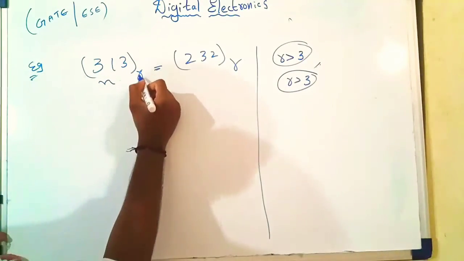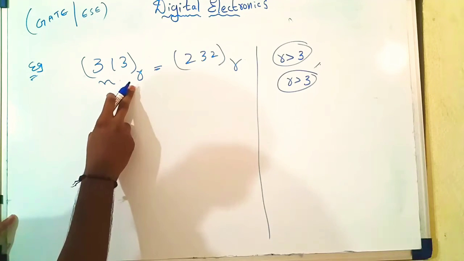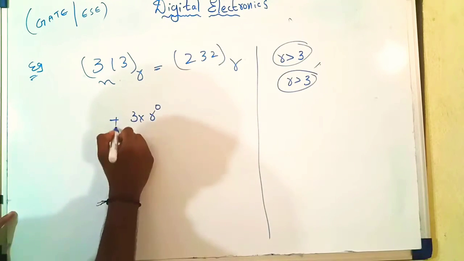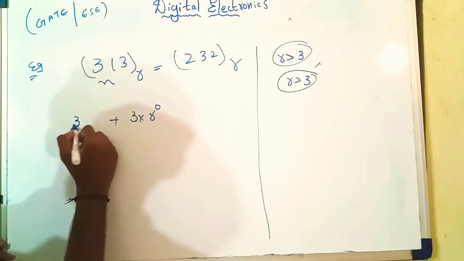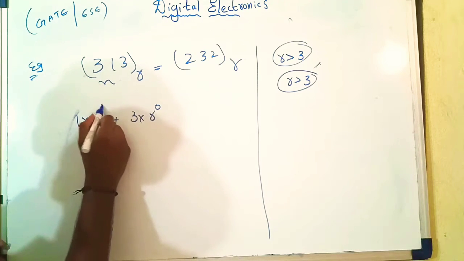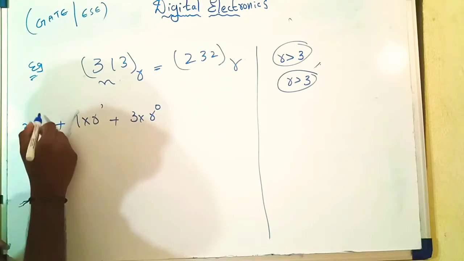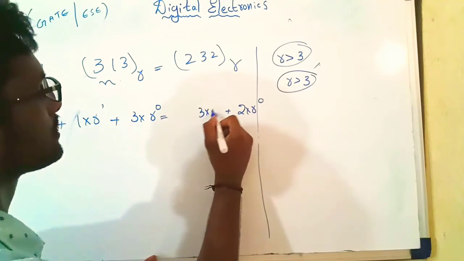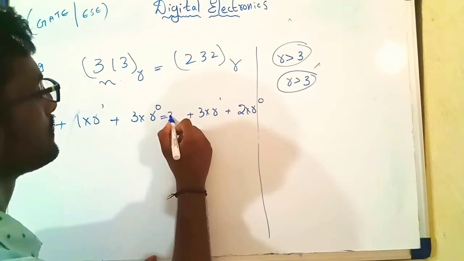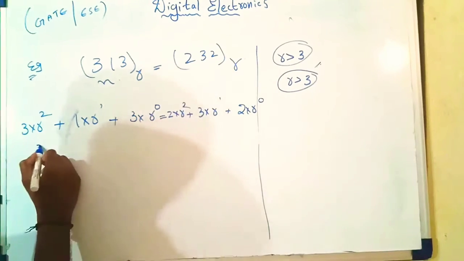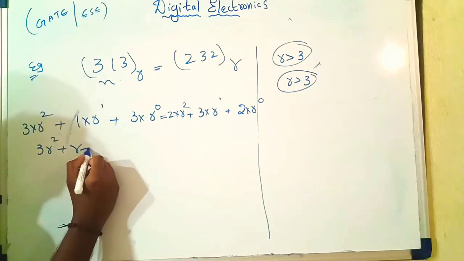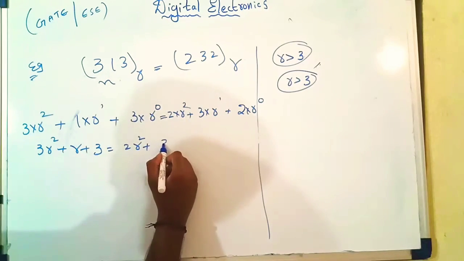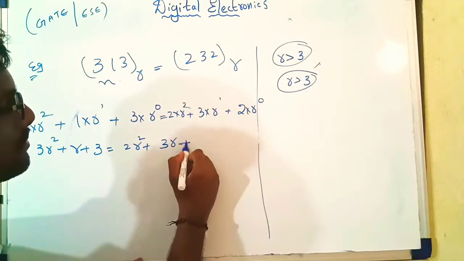Now this is in base R system. Convert this base R system to the decimal equivalent value on both sides. This equals 3 into R power 0 plus 1 into R power 1 plus 3 into R square, equal to 2 into R power 0 plus 3 into R power 1 plus 2 into R square. This is 3R square plus R plus 3 equal to 2R square plus 3R plus 2.